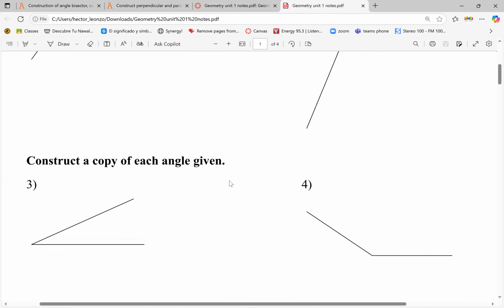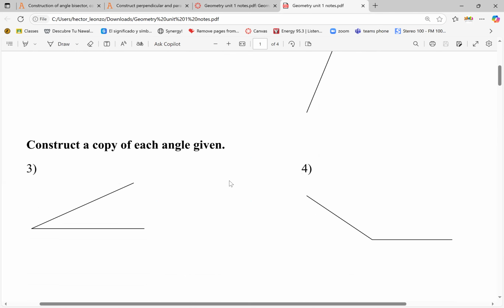We're going to construct a copy of each angle given. I'm not looking at the length of the sides. I'm looking at the aperture. How far are these sides separated?